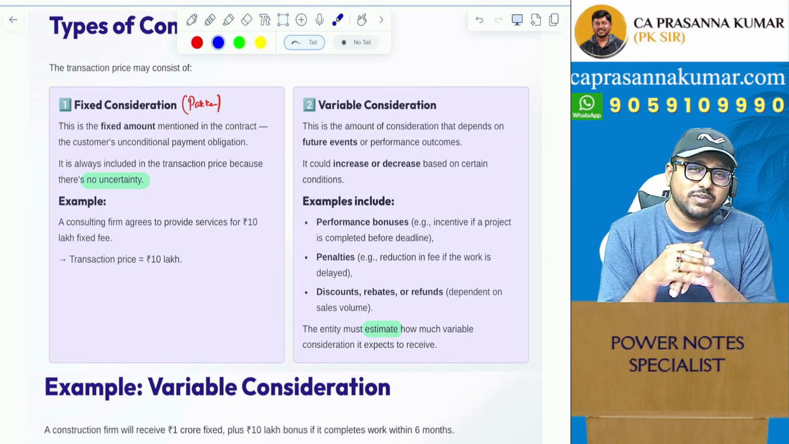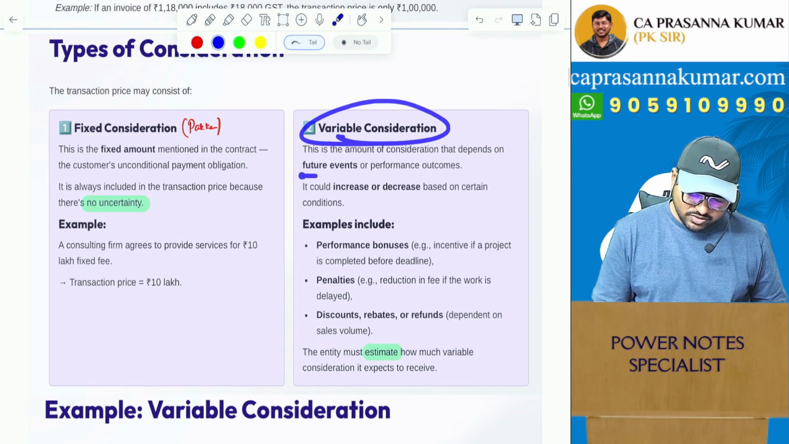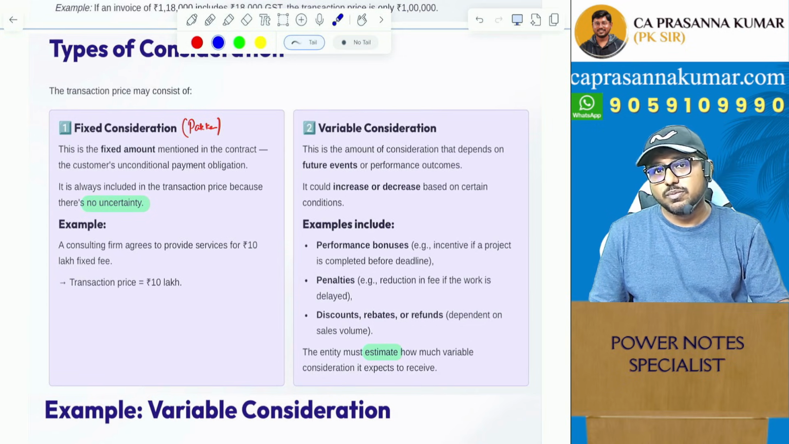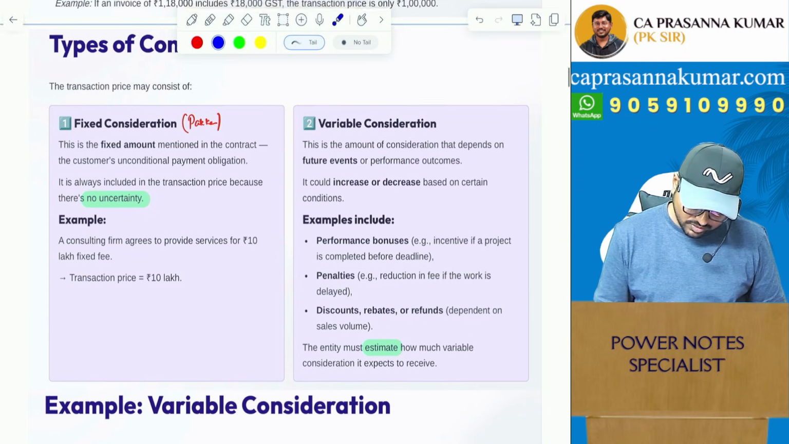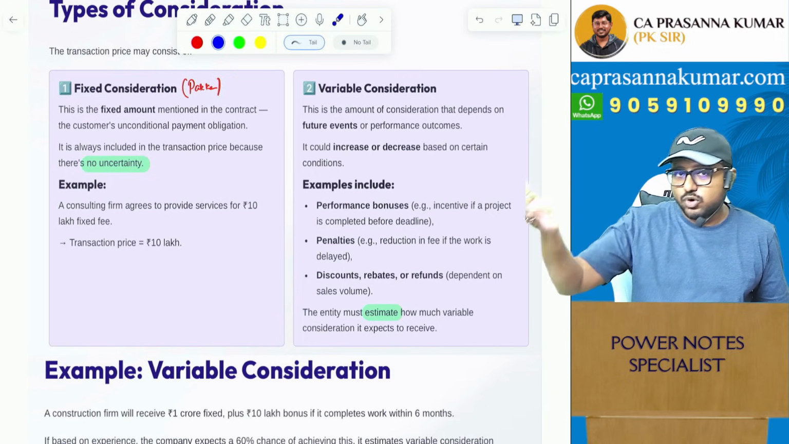Sir, then what do you mean by variable consideration? There is always a question mark. Because variable consideration depends upon future events or performance outcomes. For example, a performance bonus is a variable consideration. So if you perform, you'll get it. If you don't perform, you'll not get it.